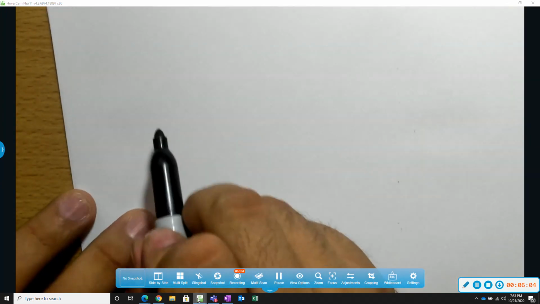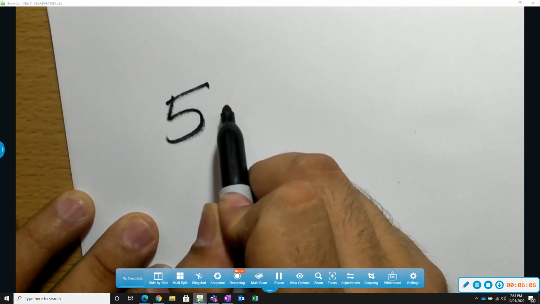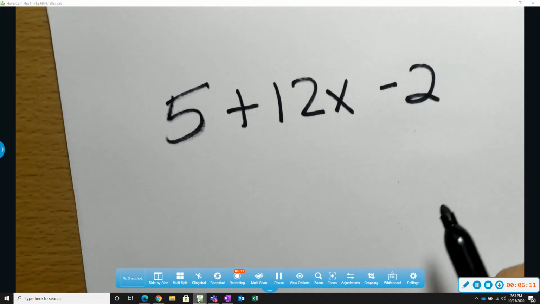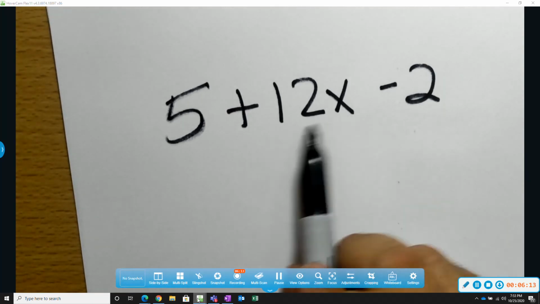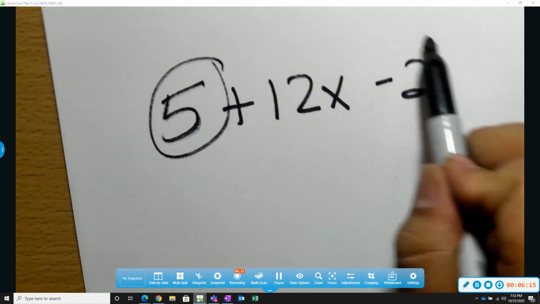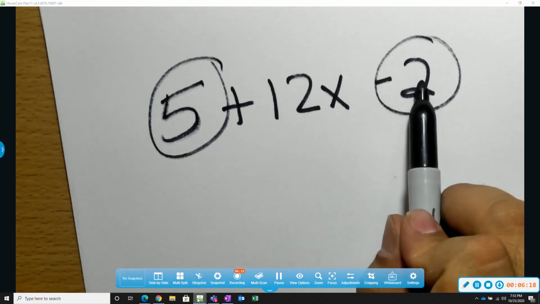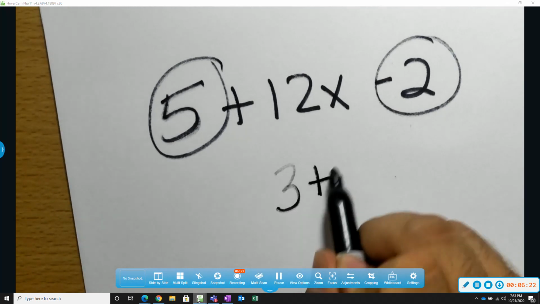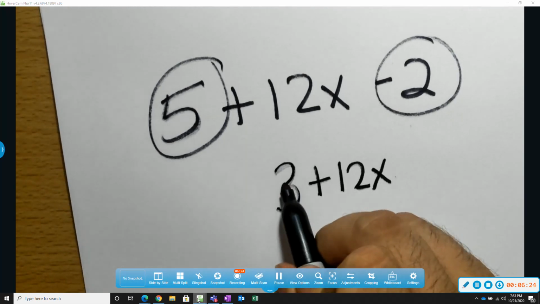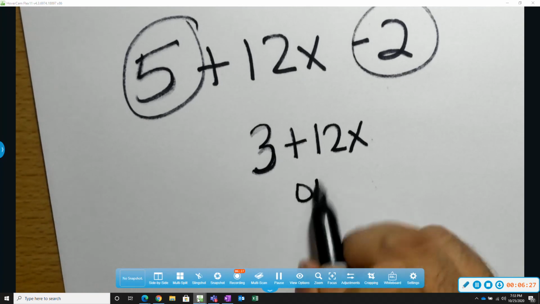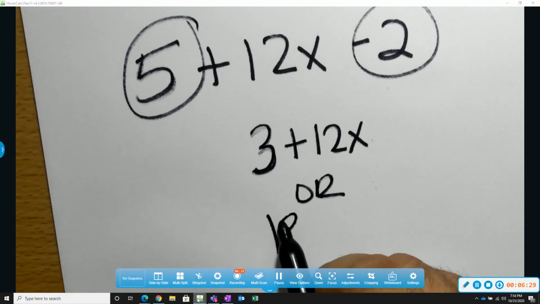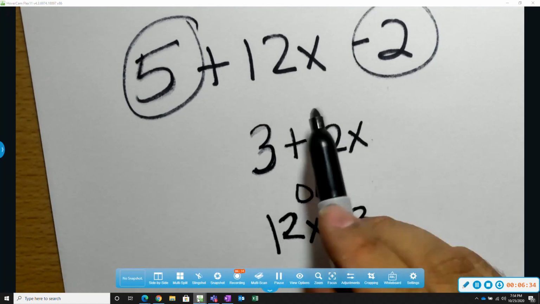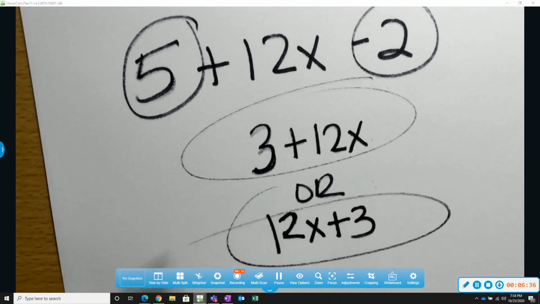And lastly, if I had something like 5 plus 12x minus 2, I have my variable term. There's nothing I can combine it with, but I do have two constants, 5 and a negative 2. 5 minus 2 is 3, and then plus 12x. Now you could write it like this, or you might see it sometimes written in what we call standard form, which would have our variable term first, and then our constant. Both are the correct answer.